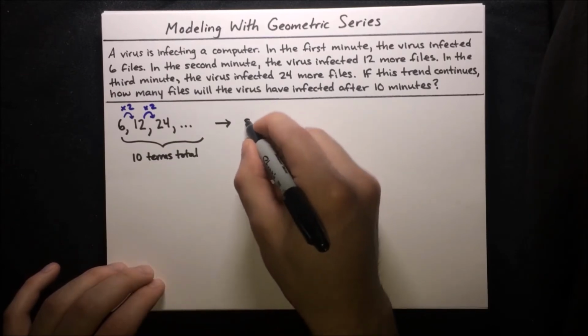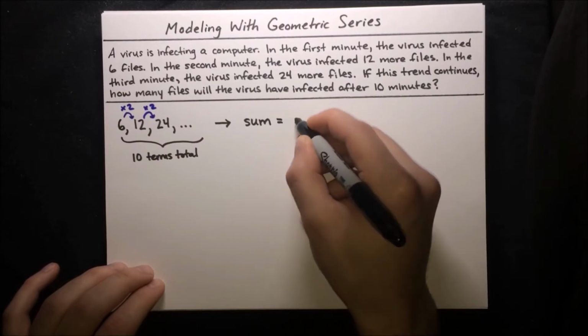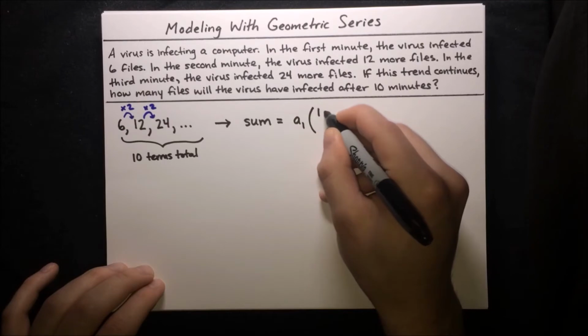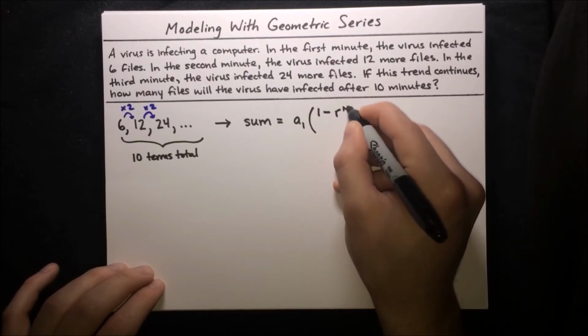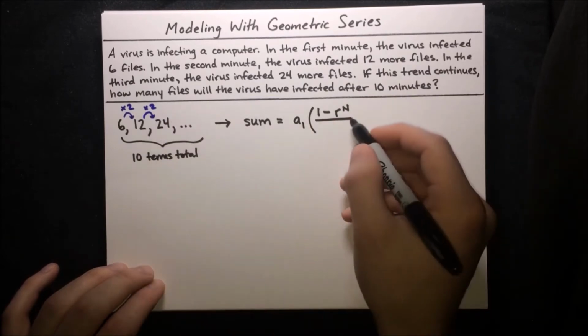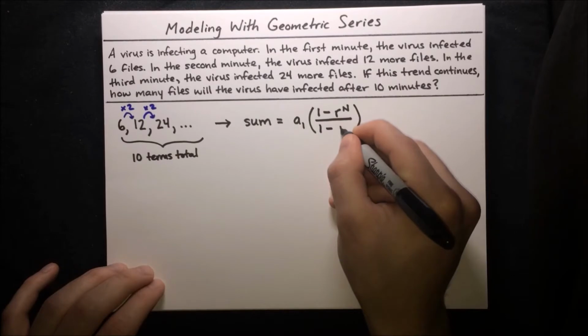And we know that the sum of a geometric series is given by this formula. Sum equals a1, the first term, times 1 minus r to the n. r is just the common ratio, in this case 2, and n is just the number of terms. That's over 1 minus r.